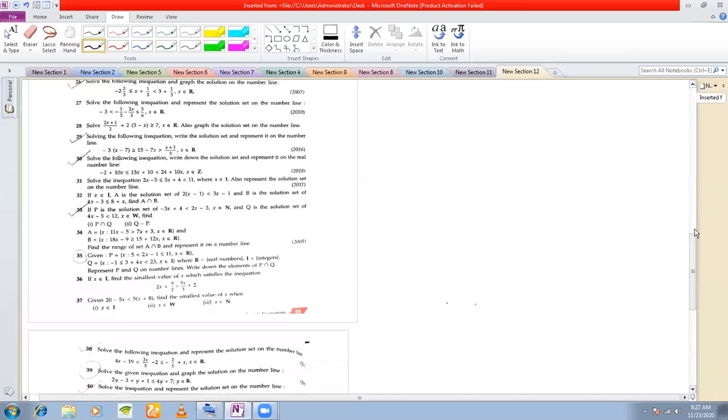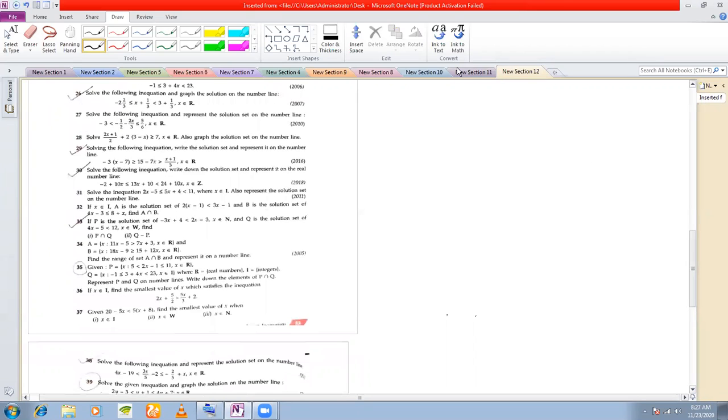Number 35. If P is a solution set of minus 3x plus 4 less than 2x minus 3, where x belongs to N. So the replacement set here is the set of natural numbers. And the solution set given is P, which you have to find out.